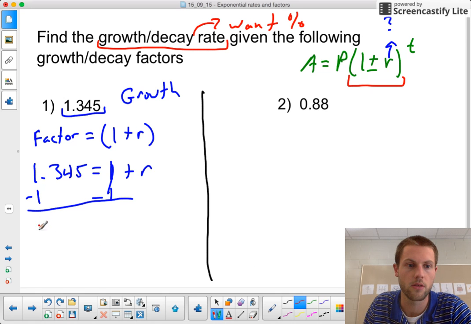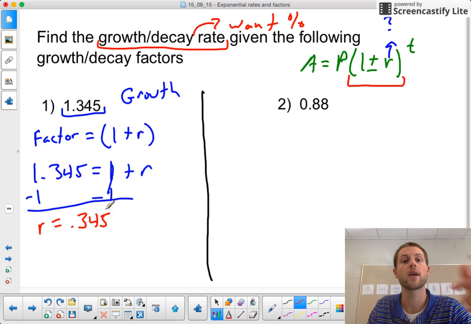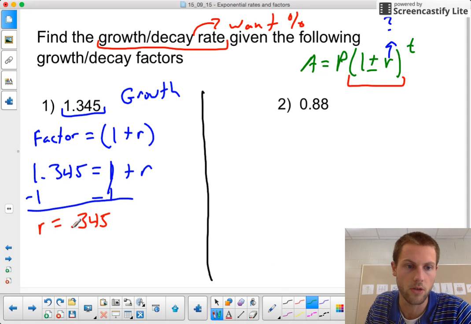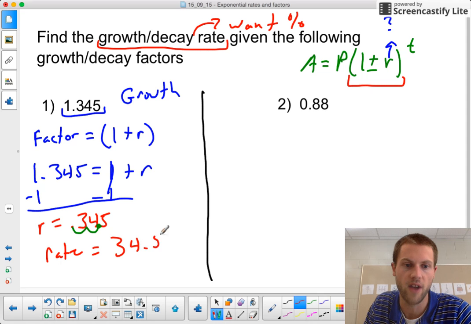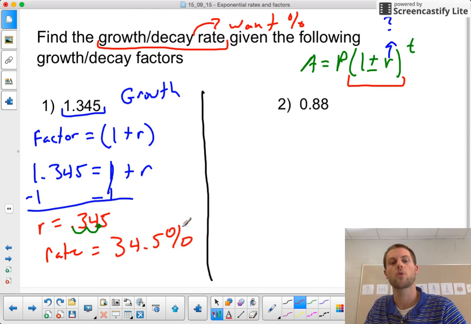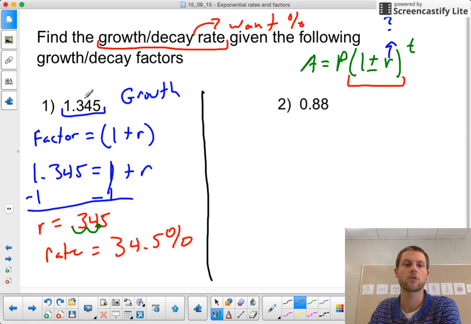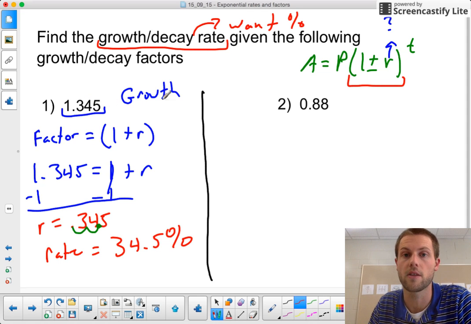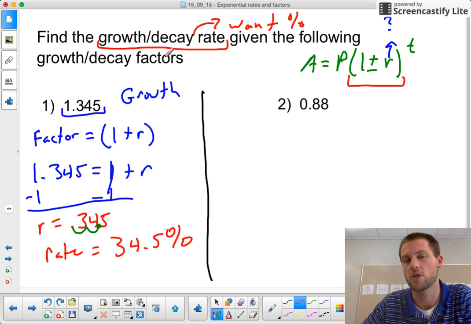So our rate is going to end up being 0.345. Now that's a rate as a decimal. We need a percentage out of this. So the only thing we need to do now is move our decimal place over 2 places to the right, and our final rate as a percentage is going to be 34.5%. If you wanted to check, you can go the other direction. You can start with this as a rate and see what the growth factor would become, and you should get the same exact thing. If you don't, then you need to see what you did wrong there.